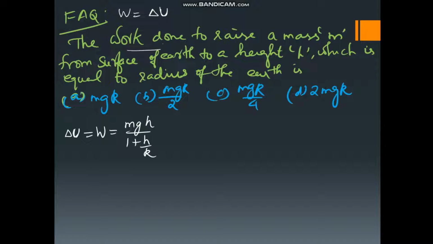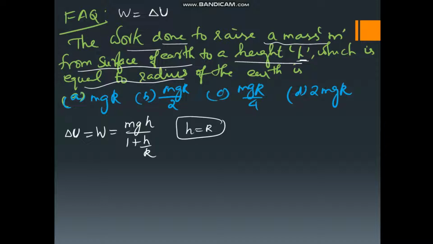Here they are asking the work done to raise a mass m from the surface of the earth to a height h, where height h is equal to the radius of the earth. They have given h is equal to r. So that is mgr divided by 1 plus r by r, which is mgr by 2. So B option is the right answer.